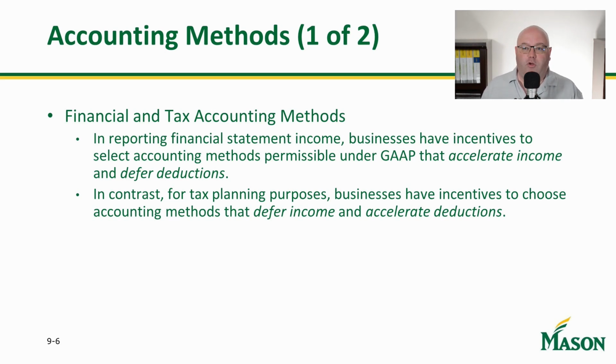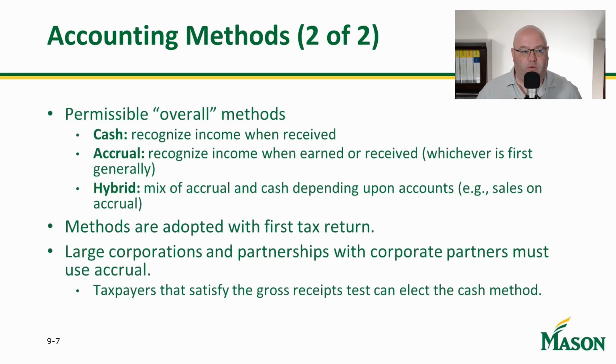Again, whatever you're doing for financial, the IRS is pretty much going to want you to do for tax, unless specifically delineated in a different rule. So, permissible overall methods: cash, income recognized when received; accrual, recognize income when earned or received, whichever is first, generally. And then you have a hybrid, which basically says sales on accrual, a mix of accrual and cash depending upon accounts.